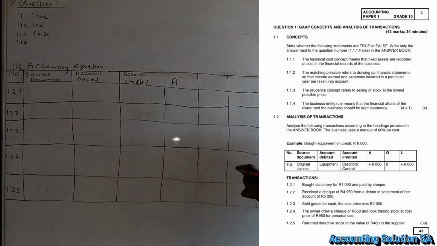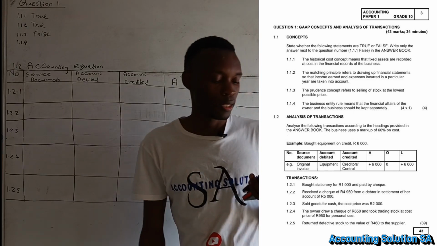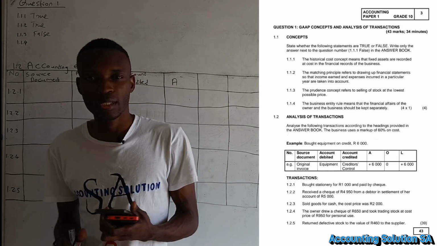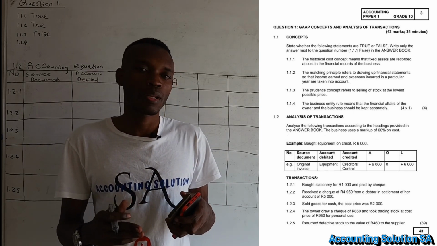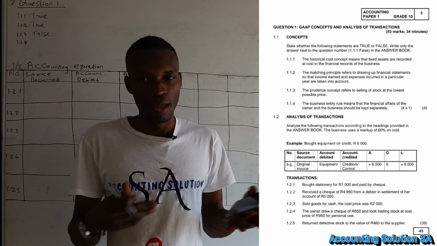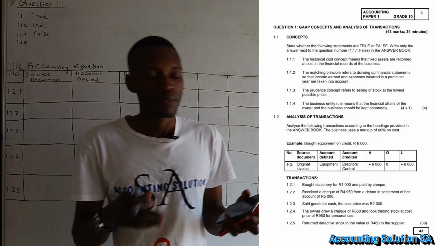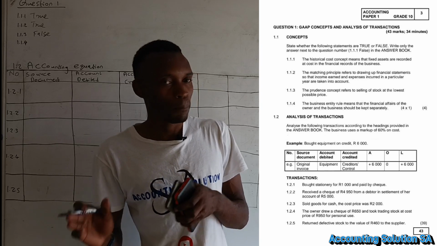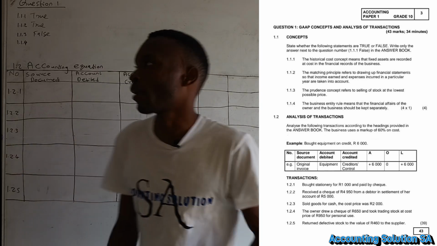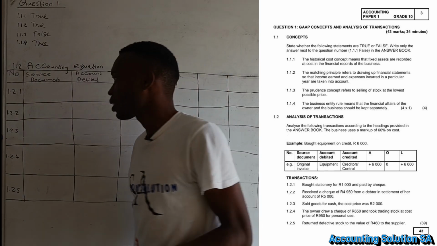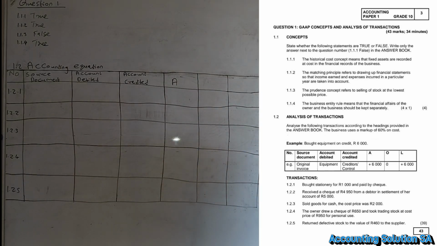Okay, then now let's go to 1.4. The business entity rule means that the financial affairs of the owner and the business will be kept separate. Yes, it's true. We have to make sure that when we record the transactions of the business, we do not include, let's say for example, our owner has a house. We don't have to include the cost price of the owner's house. Why? Because the principle of business entity says business is business, private is private. Okay, which means that it's true. We do not have to include personal transactions in a business. Now let's go to the main question that we are going to do for this video.